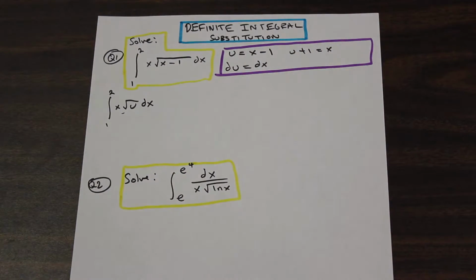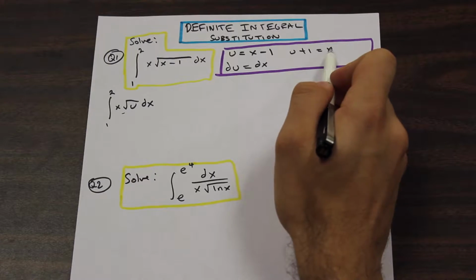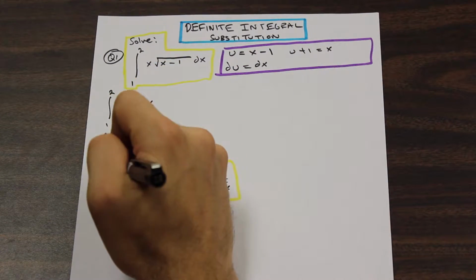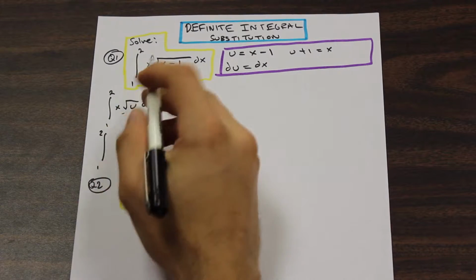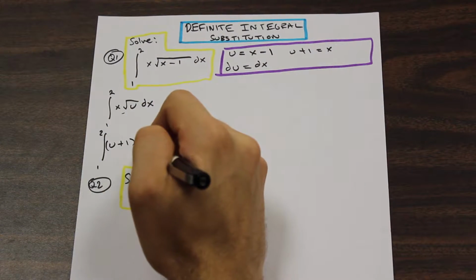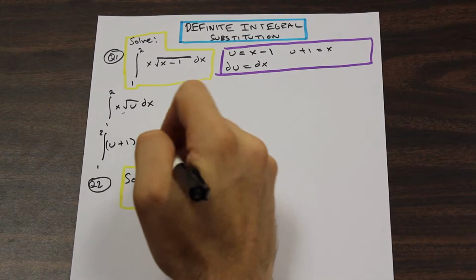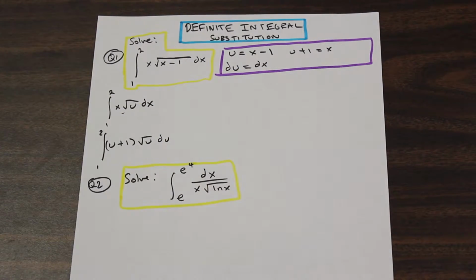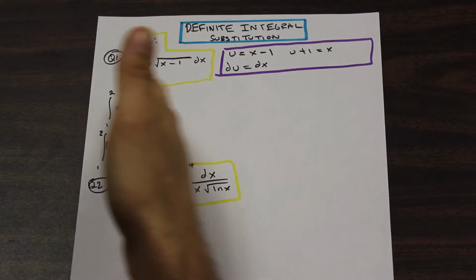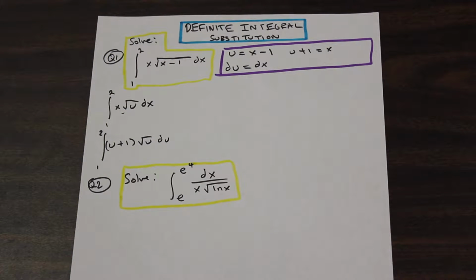So with that being said, let's continue the question. Let's make our substitution here for x, and we'll make our substitution for dx. So coming down here, we have the integral of u plus 1 times root u du. All right, so we're moving along. We have the entire expression in terms of u, so that's a good thing.